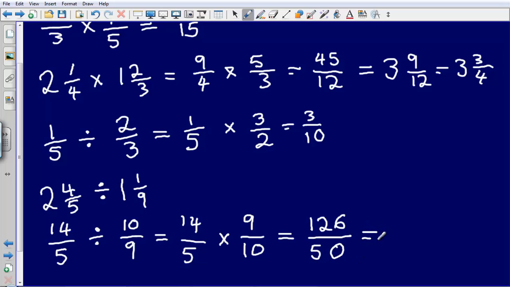Then let's write this as a mixed number, because we've got a top heavy fraction, we can write it as a mixed number. So how many 50s fit into 126? 2, with a remainder of 26/50, which we could then say is the same as 2 13/25. So just simplifying the fraction part of my mixed number.